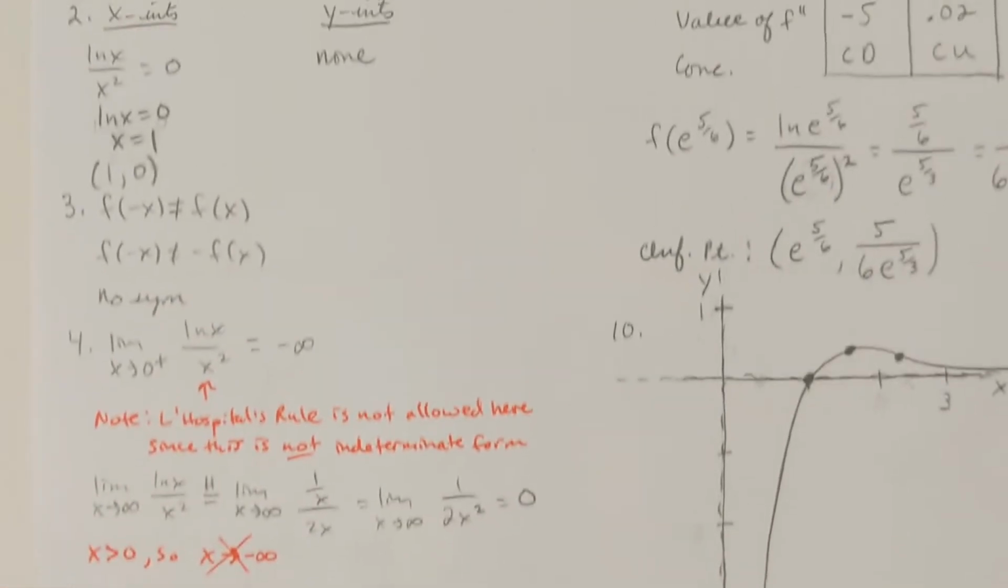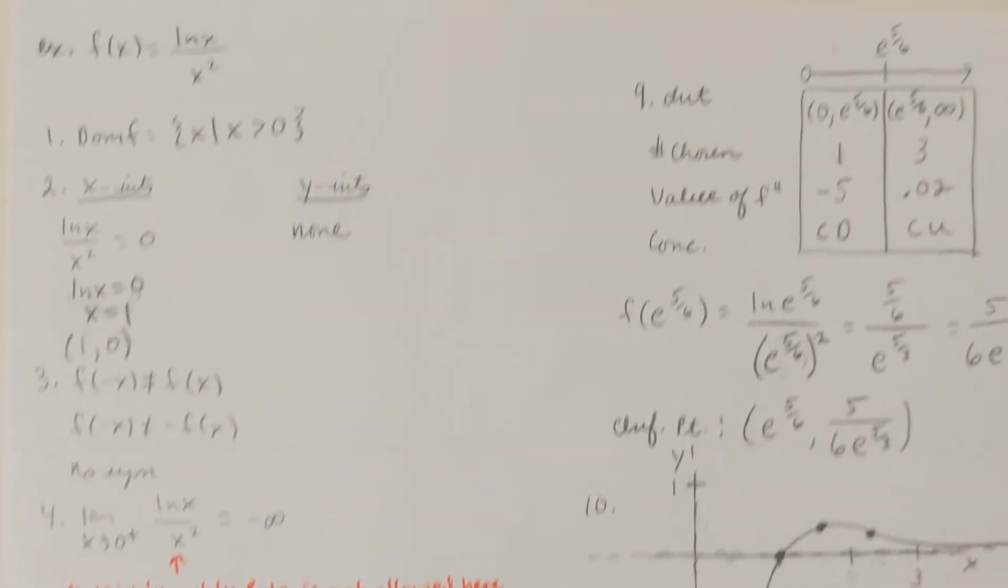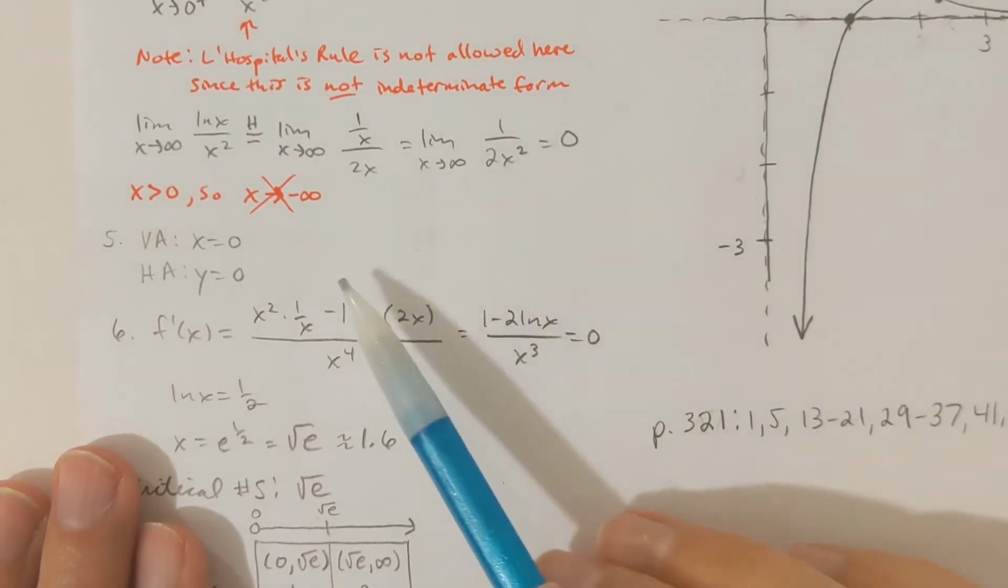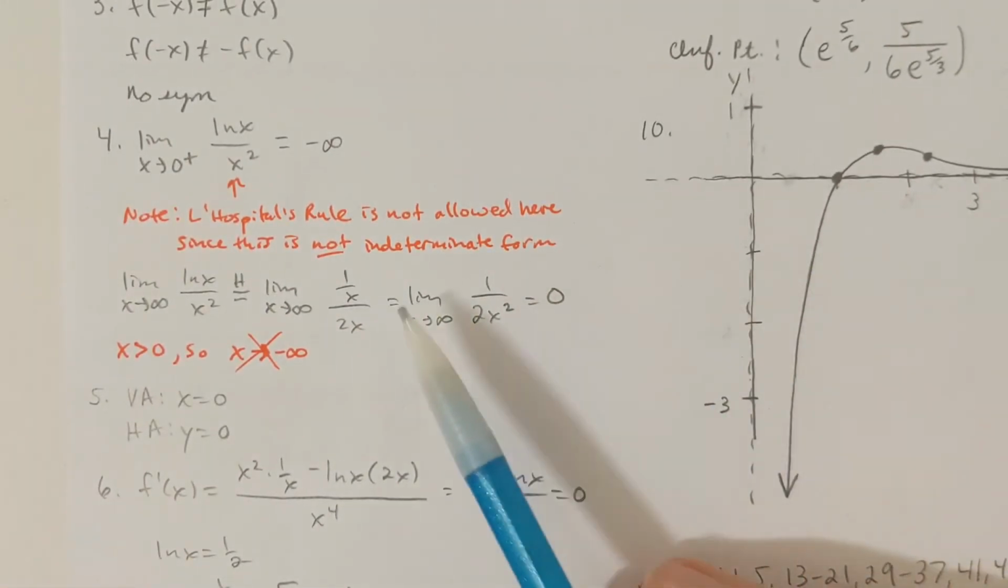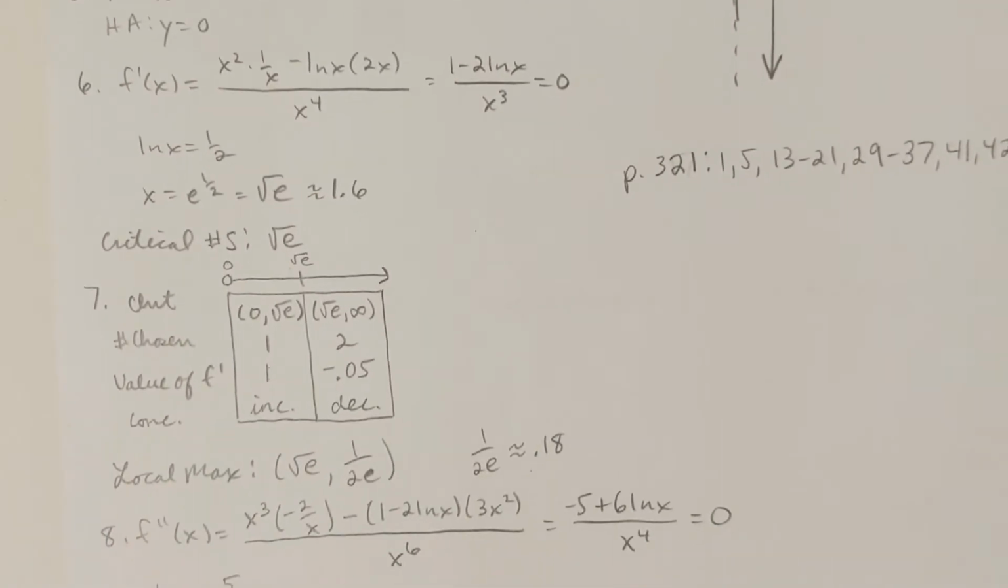An algebra student wouldn't be able to see that, right, because this is not a rational function. This isn't a function of the form polynomial over polynomial. So the only way to see these asymptotes here would be to know calculus, right, because we're working with limits. So now we're on to step 6.